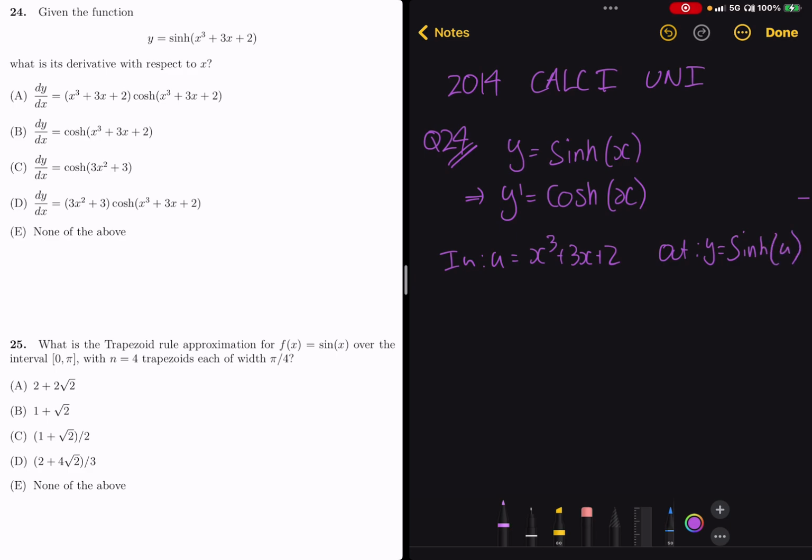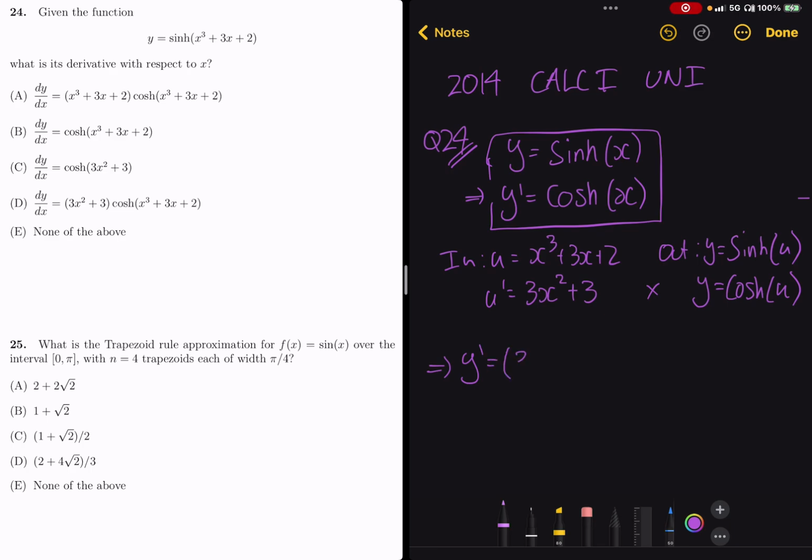sine of u. So the derivative of the inside function, u prime, is 3x squared plus 3. The derivative of the outside function, y, is cosine of u. Now we have to multiply these together. So this implies that the derivative in our case, y prime, is going to be 3x squared plus 3 times cosine of u.